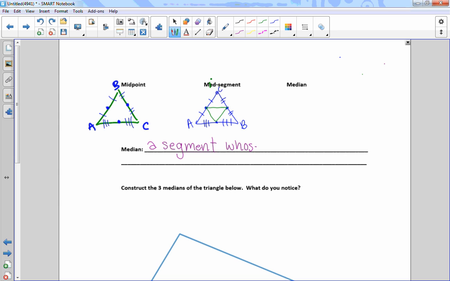whose endpoints are a vertex and the midpoint, the midpoint or middle of the opposite side. A segment whose endpoints are a vertex and the midpoint or the middle of the opposite side.